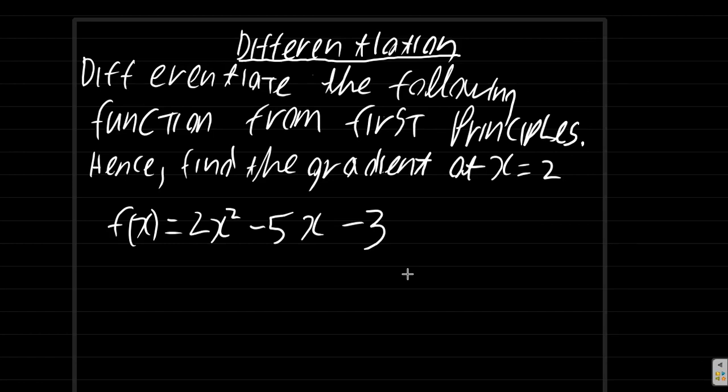We are being asked to differentiate the following functions from first principle. Hence, find the gradient at x equal 2. So the function is 2x squared minus 5x minus 3. Alright, so let us see how this would go.